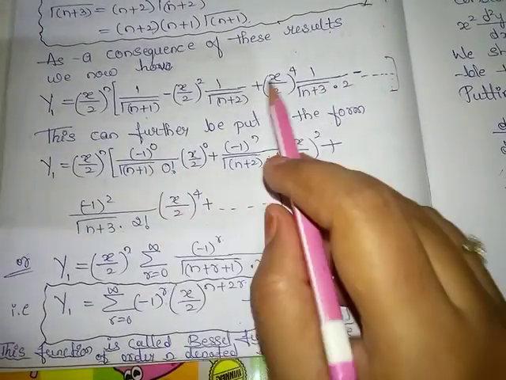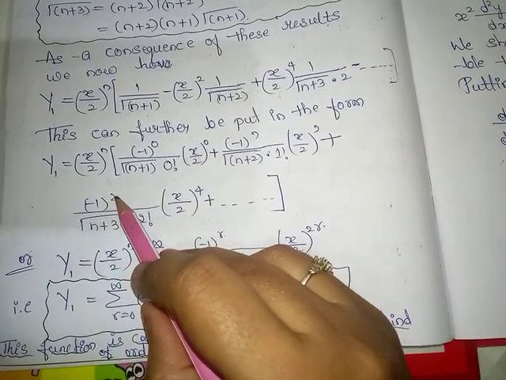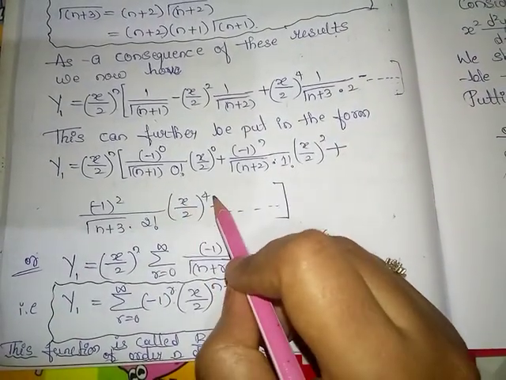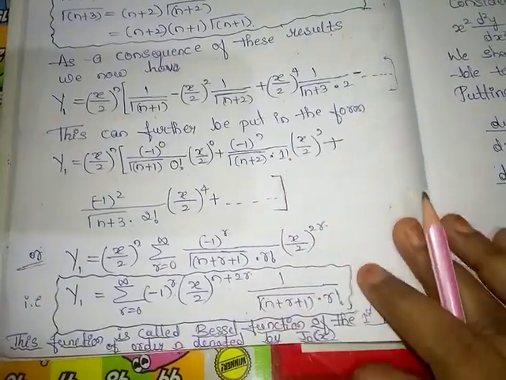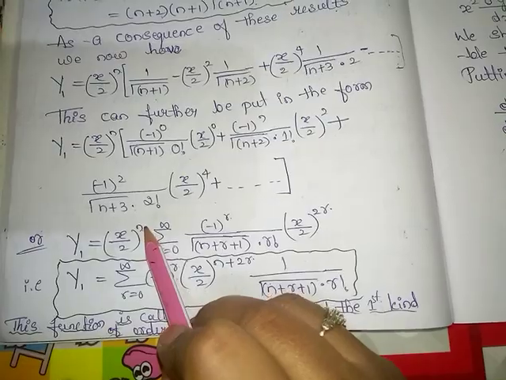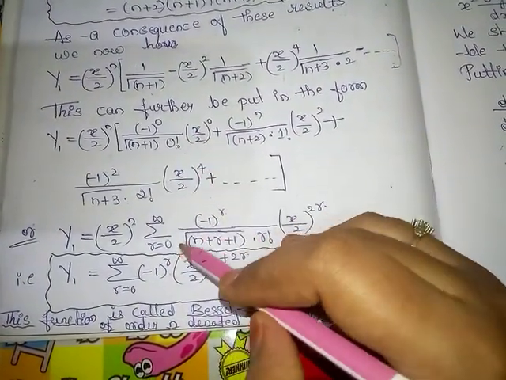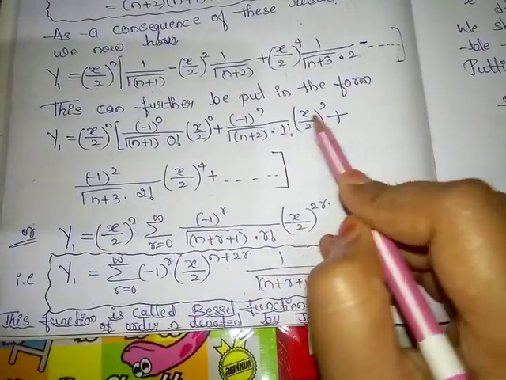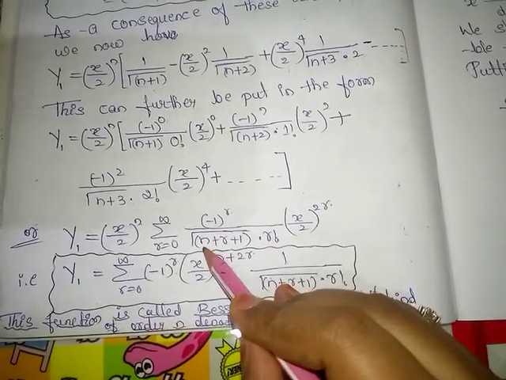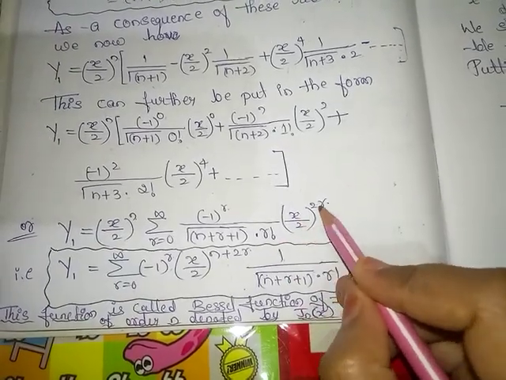For this one I will take minus 1 raised to 2 divided by gamma of n plus 3, since this is in positive sign. 2 can be written as 2 factorial into x by 2 whole raised to 4, plus and so on. Now we have y1 is equal to x by 2 whole raised to n, summation r running from 0 to infinity. See here the value of r is running from 0. Minus 1 raised to r divided by gamma of n plus r plus 1 into r factorial, x by 2 raised to 2r.